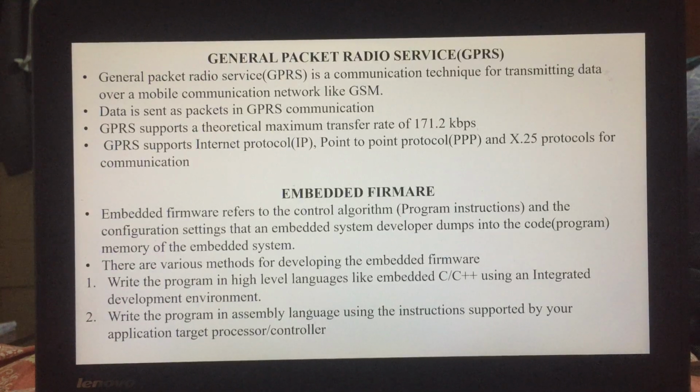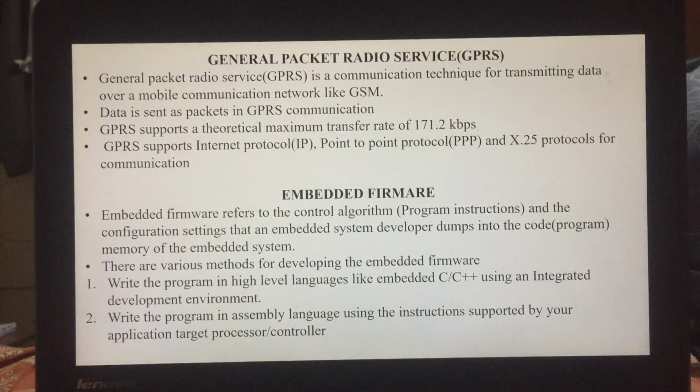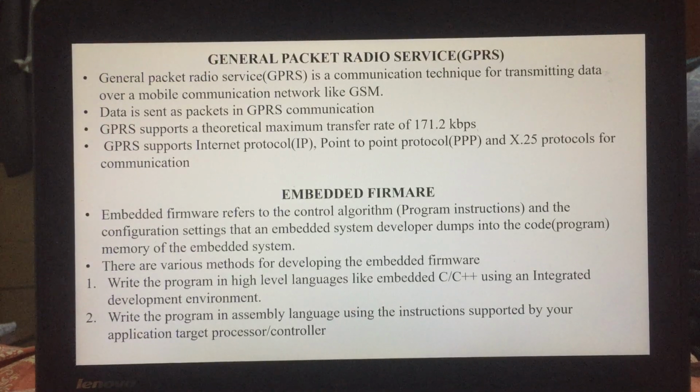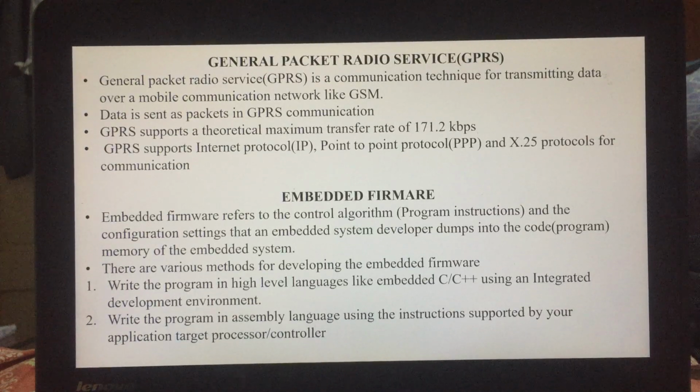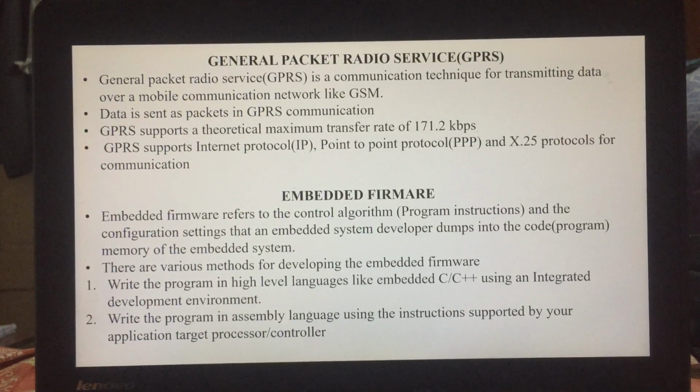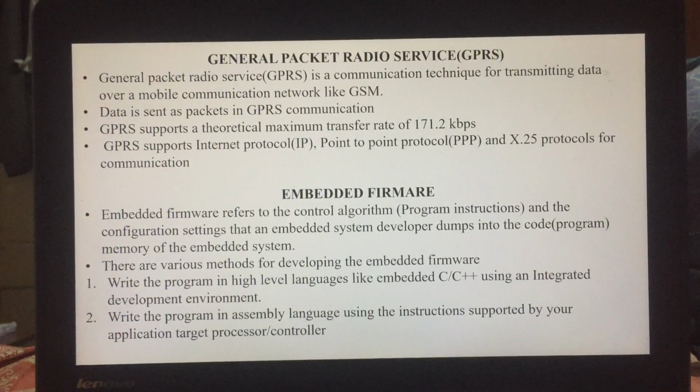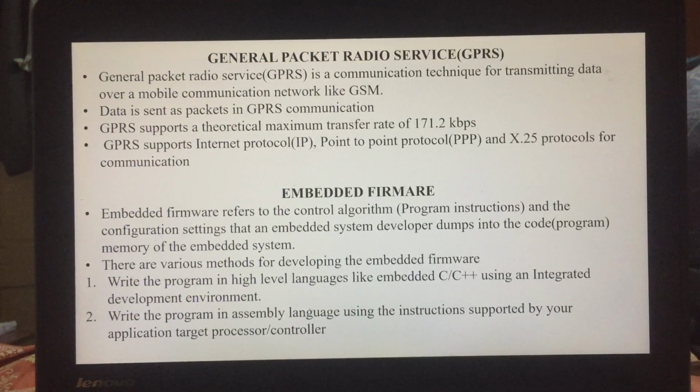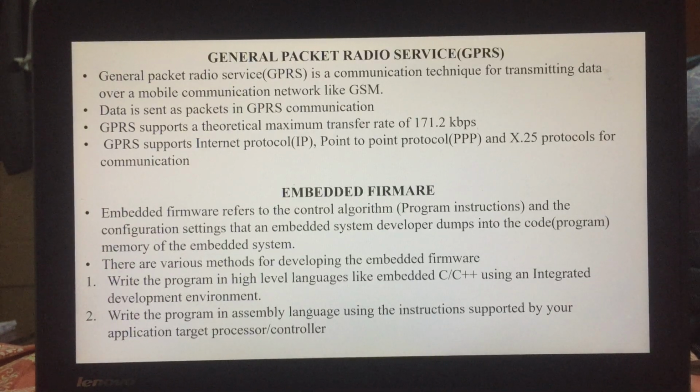If the program is written in C or C++, the cross compiler will convert it into the corresponding hex file. If the program is written in assembly language, the processor or controller supported utilities are used for hex file creation, and also there are various third-party tools available and these can also be used, which are free of cost.